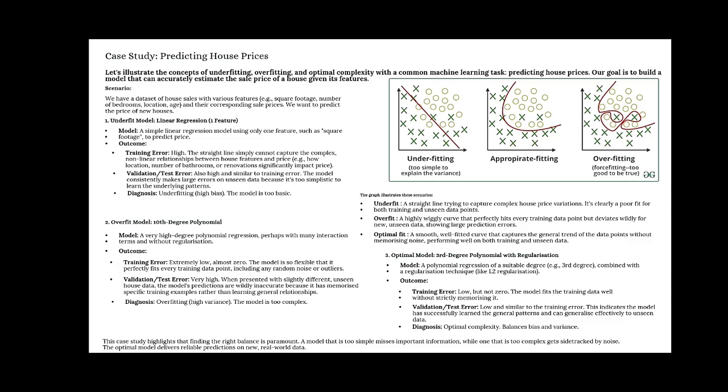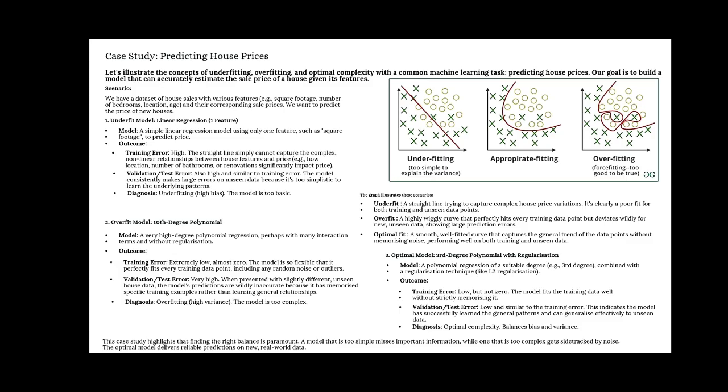Then there is the overfit model. Now imagine we use a 10-degree polynomial model. It will have almost zero training error because it memorizes every data point, including noise, but its predictions on new data will be wildly inaccurate. This is shown perfectly in the third image, labeled overfitting, where the line is described as close fitting, too good to be true, because it wiggles erratically to hit every single point.